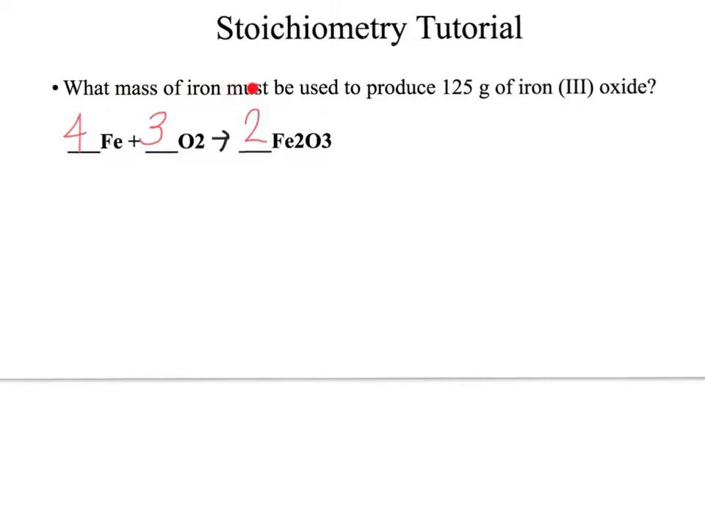What mass of iron must be used to produce 125 grams of the iron 3 oxide? This is a synthesis reaction, and so we're going to list the 125 grams of our given underneath the product, and then it said what mass of iron must be used. So we're going to be looking for the mass of iron. So this is another mass to mass problem. So pause the video, work it out, and then let's see how your answer compares to mine.